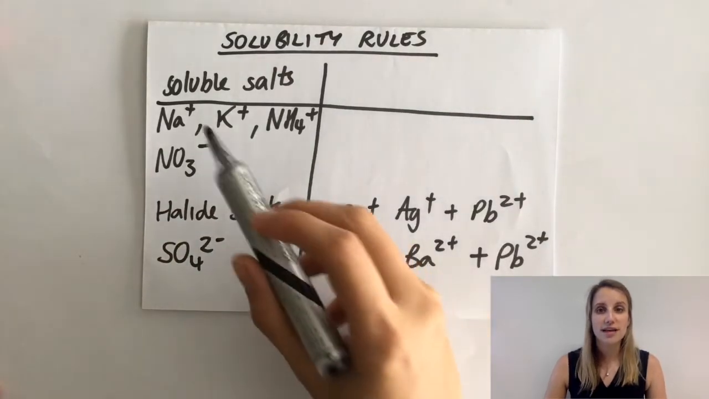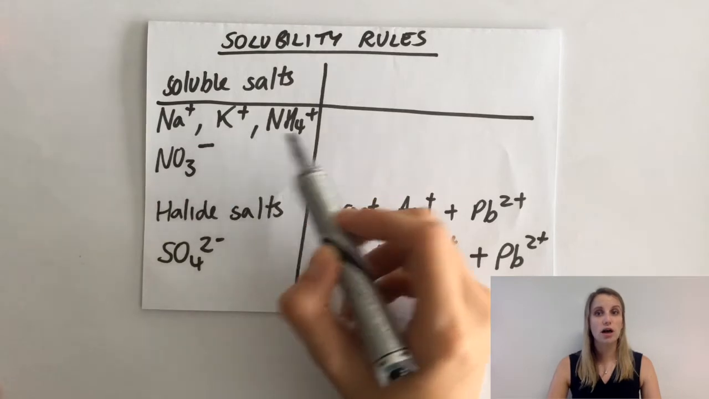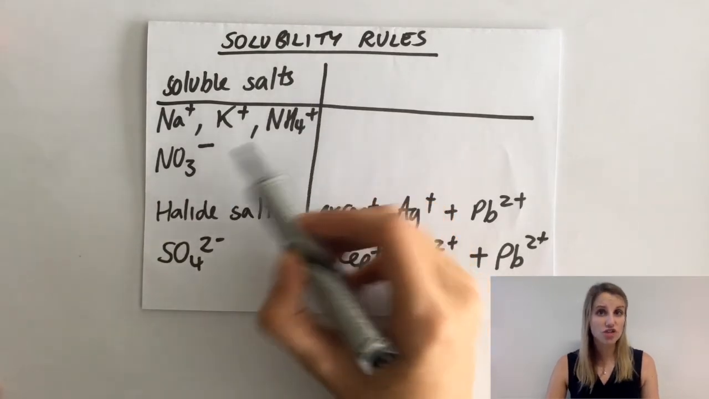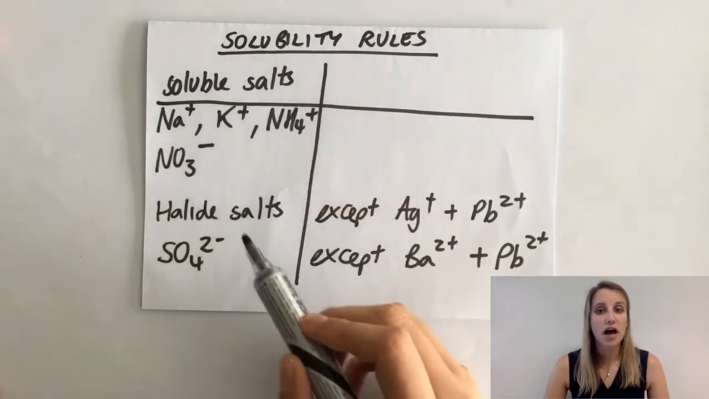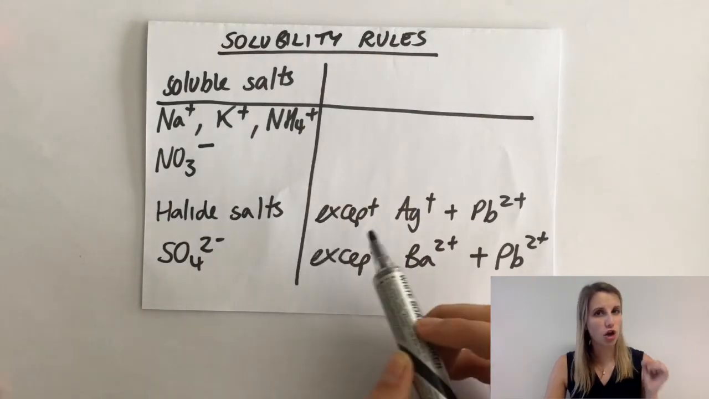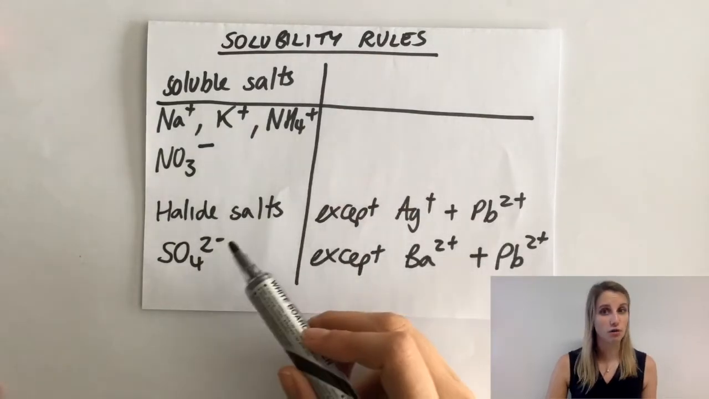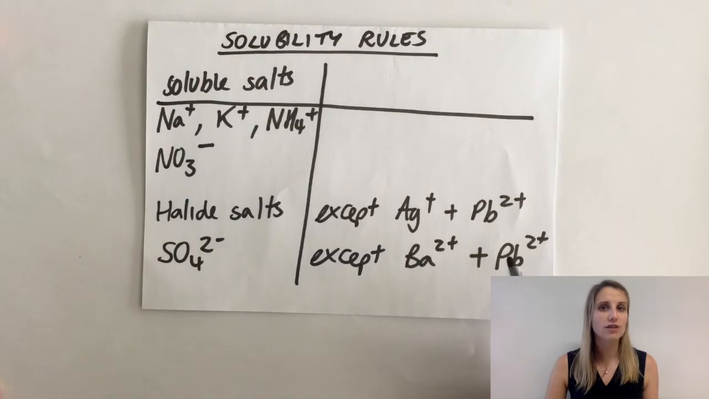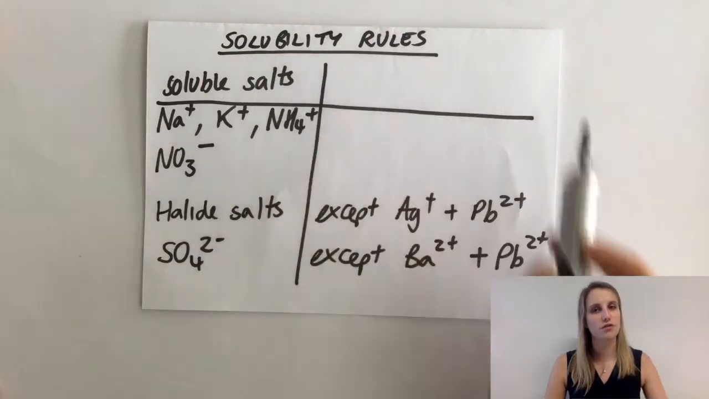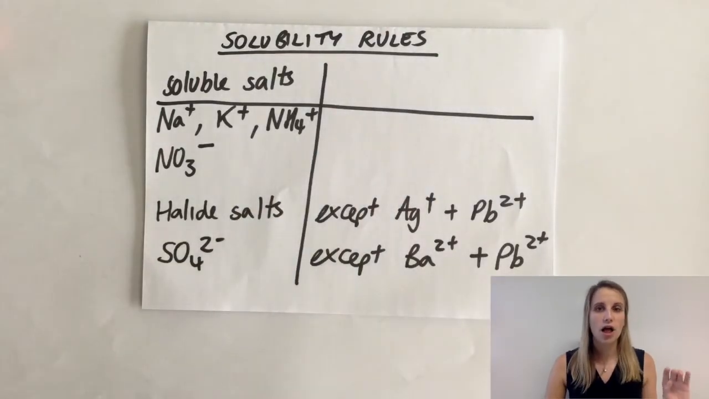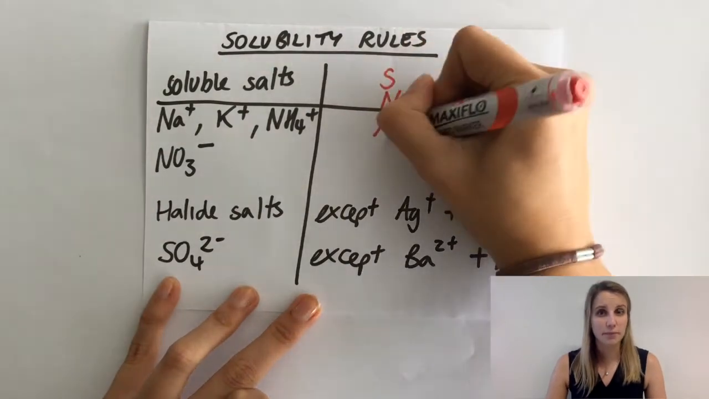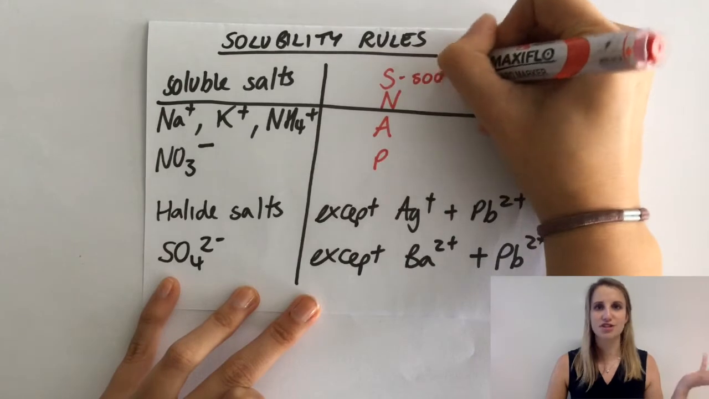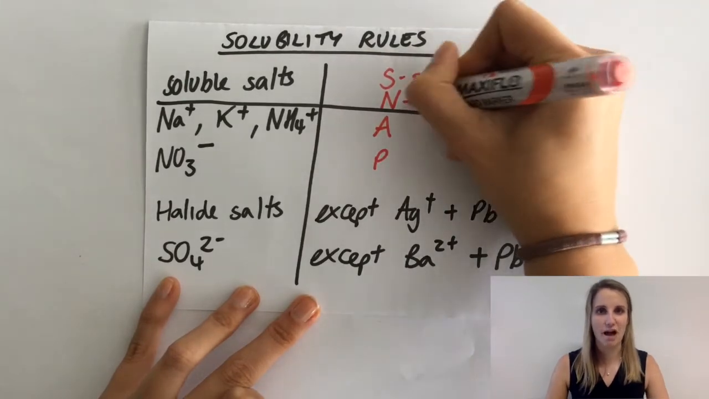All sodium, potassium and ammonium ions are soluble. All nitrates are also soluble. Halide ions are normally soluble unless you have a silver or a lead one, and sulfate ions are normally soluble unless you've got a barium or a lead one. These are the main examples you'll have to deal with in GCSE. There are other examples of exceptions to these rules, but we can't put everything in here.